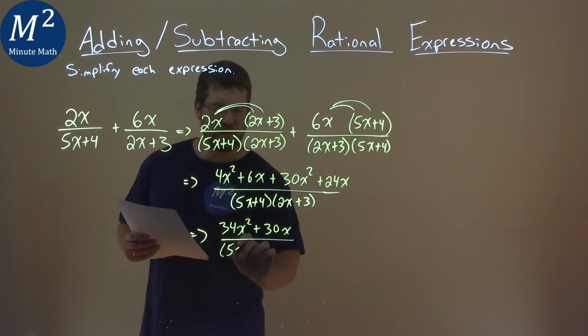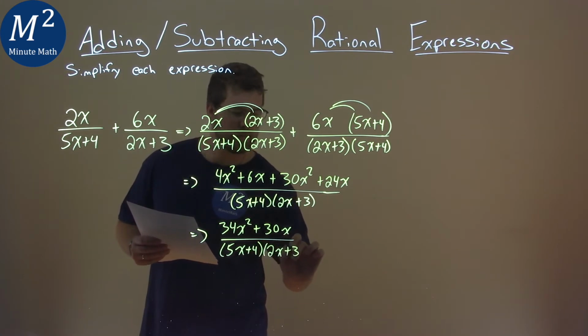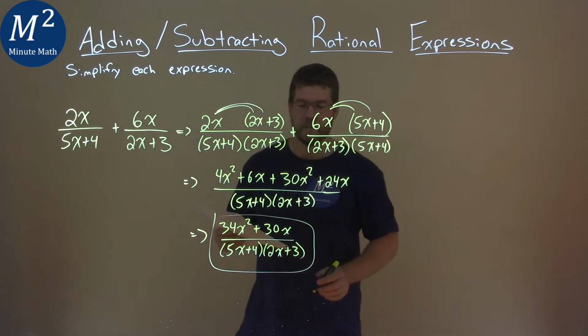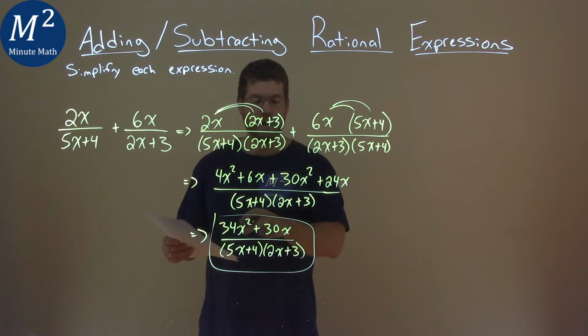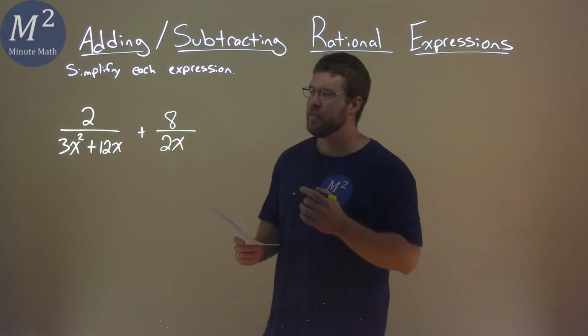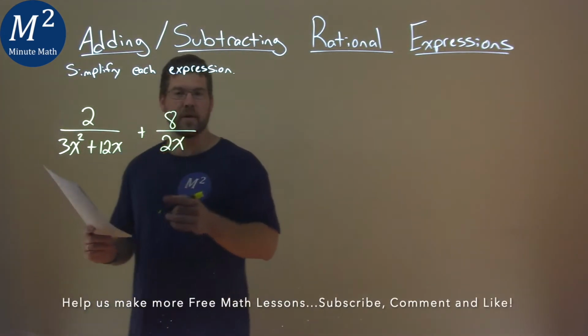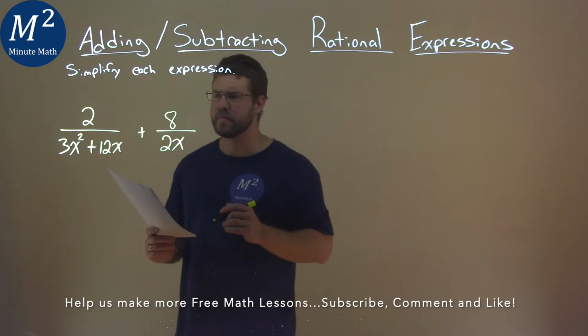Denominator, we have 5x plus 4 and a 2x plus 3. And this actually cannot simplify anymore. And so our final answer here is 34x squared plus 30x over 5x plus 4 times 2x plus 3. We're given this problem right here. 2 over 3x squared plus 12x plus 8 over 2x. And we got to simplify this expression.